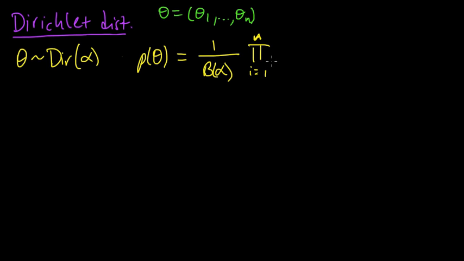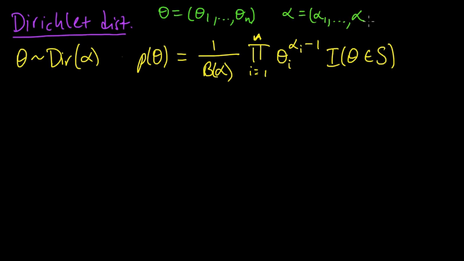1 over this generalized beta times the product of theta_i to the alpha_i minus 1 times the indicator function that theta is in what's called the probability simplex. I'll just write S for the probability simplex. First, let me tell you what alpha is. Alpha is the parameters for our distribution, and this is a vector, alpha_1 to alpha_n. And each of these alphas is strictly positive, just some positive real numbers.